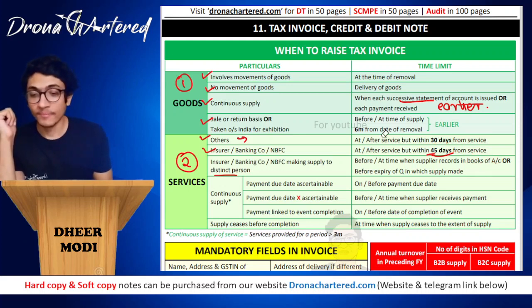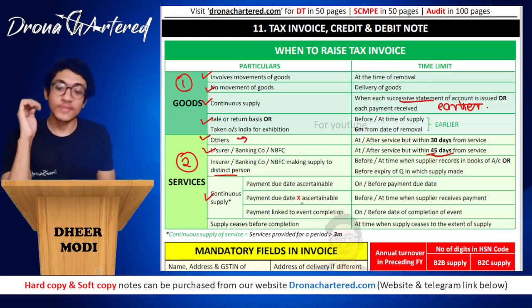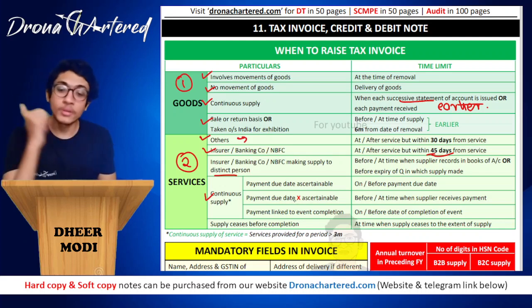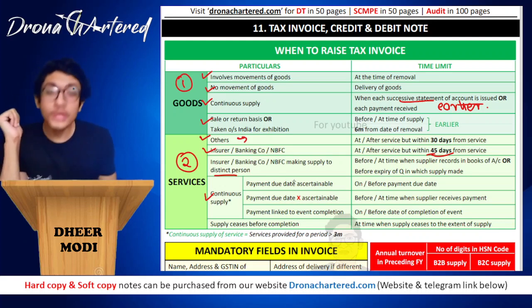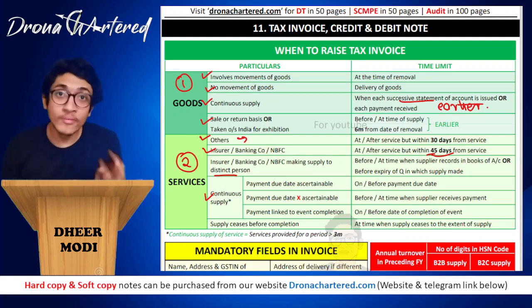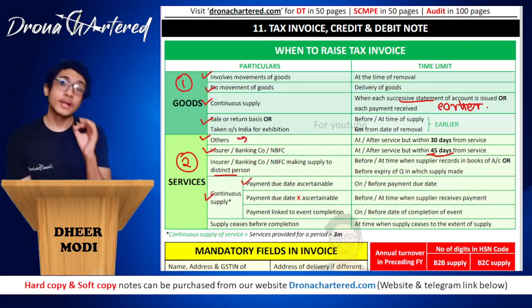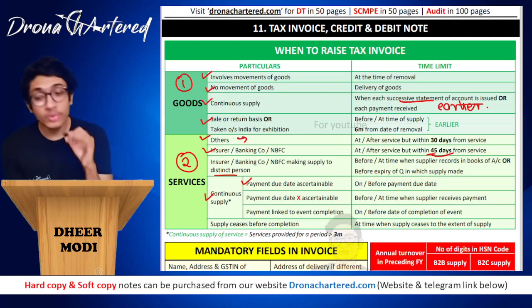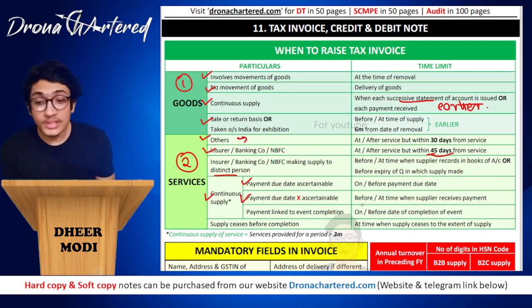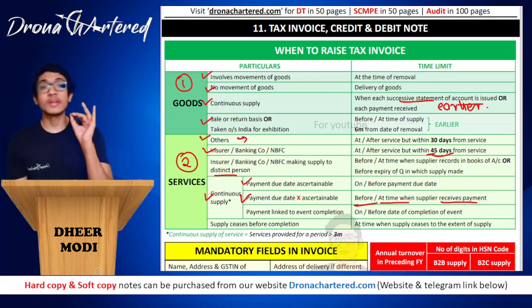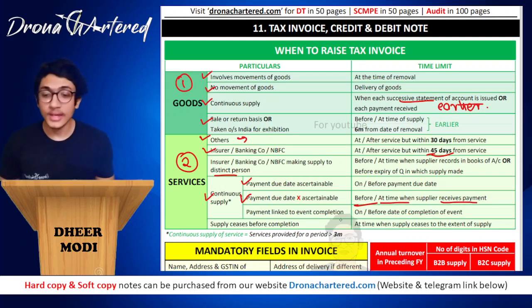Great. Okay. If it is a case of continuous supply, that is, it is done over a period of time, and the payment due date is ascertainable, that is, you know when the payment has to be received, it will be on or before the payment due date, not later than. If the payment date is not ascertainable, that is, you do not know when you will receive the payment, in such a case, it will be before or at the time when the supplier receives the payment. That is, whenever you receive the payment, you have to raise the invoice.